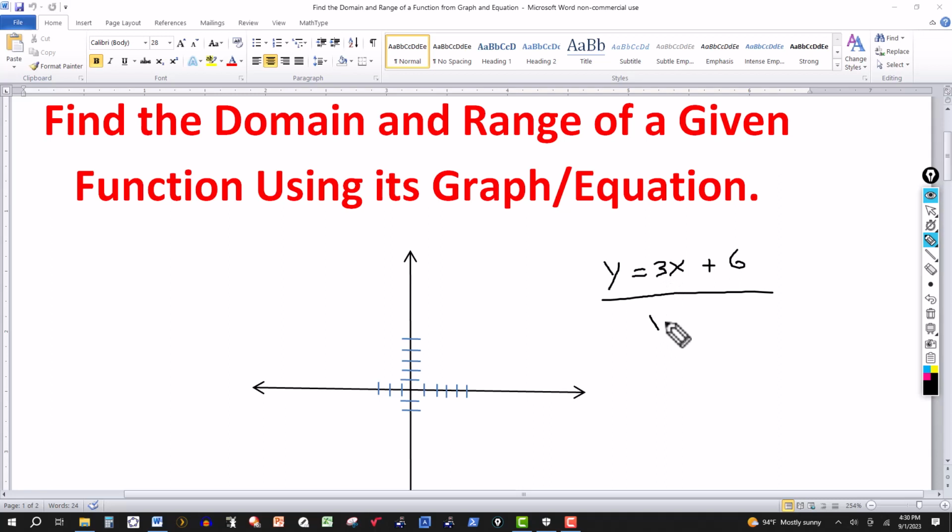If you just have y equal to a number, say k, that's a horizontal line. The domain is all real numbers. The range will simply consist of one component. The y is always k in this case, whatever it is, 3, 4, 5.